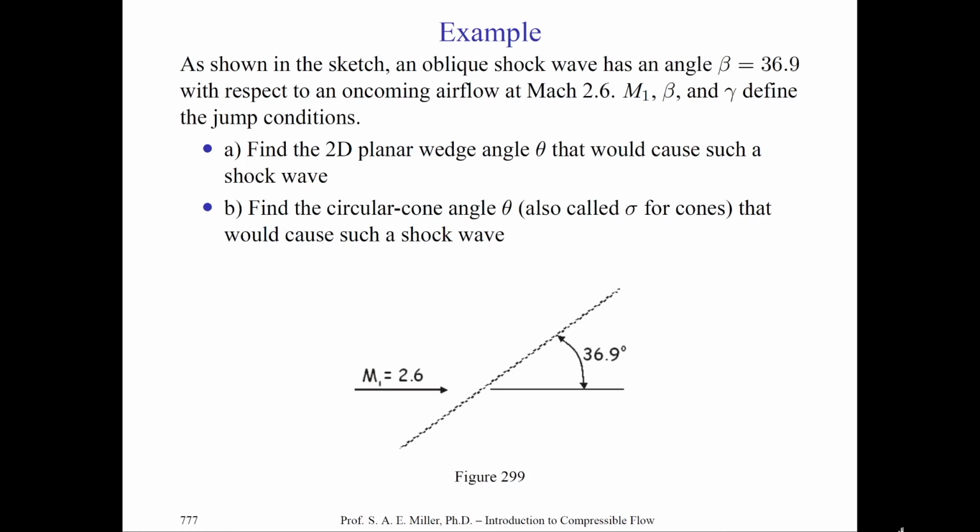You'll have gamma, which is 1.4. You'll have beta, which is given in M1. Try and find the particular wedge deflection angles for the wedge and the cone, respectively. I'll let you do this now, and then check your answers on the next page.